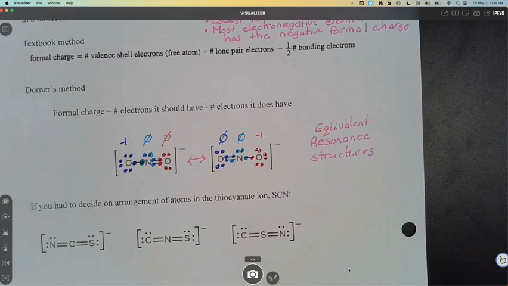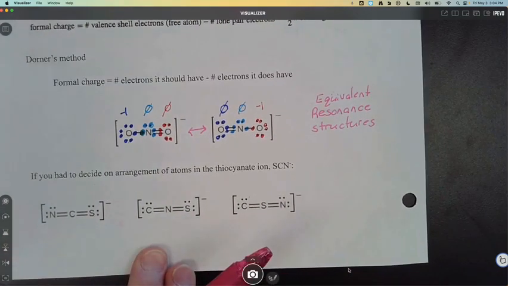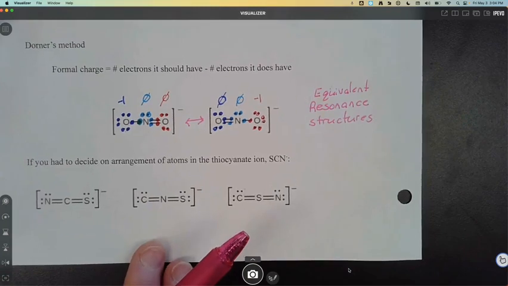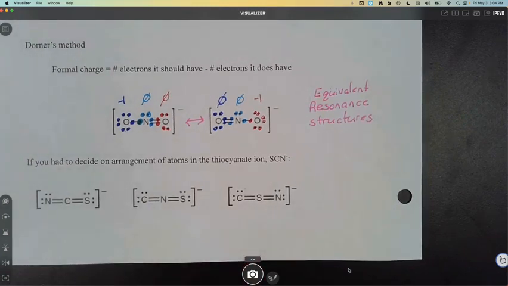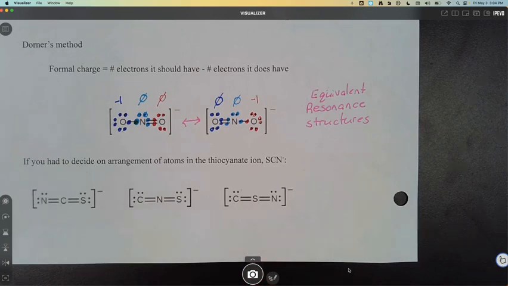The other thing we can do is we can use it to check the arrangement of elements. Now, these down here are not resonance structures. These down here represent moving the atoms, not moving the electrons around. So we're going to use formal charge to decide what's the best way to do this. So working with your team, I want you to assign formal charges to each element in each of those molecules.